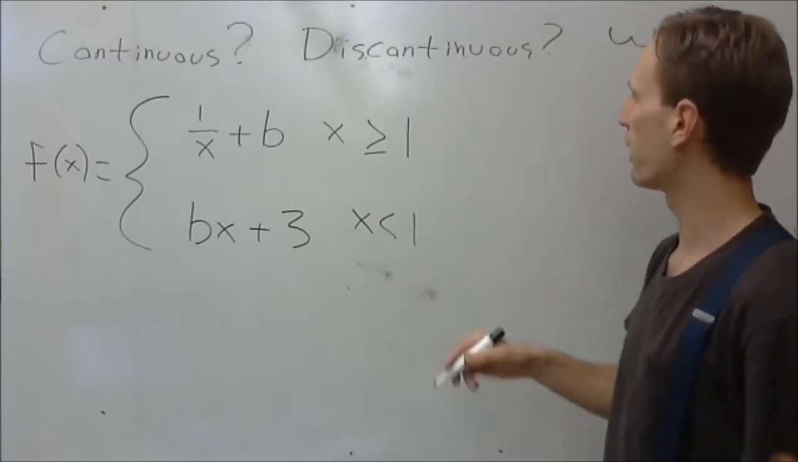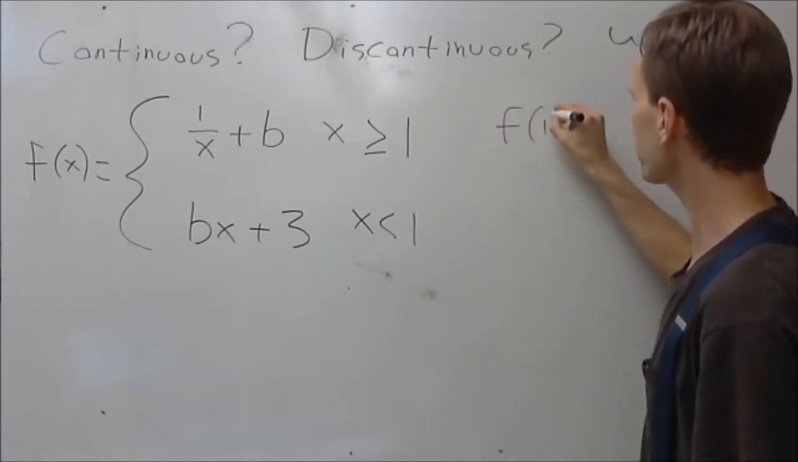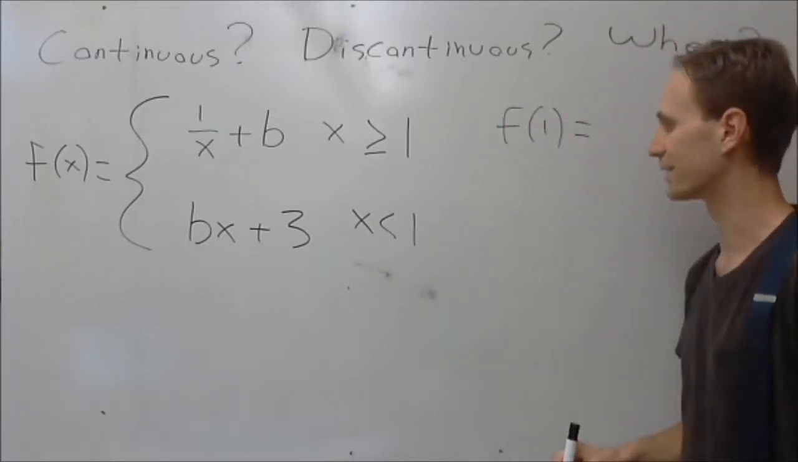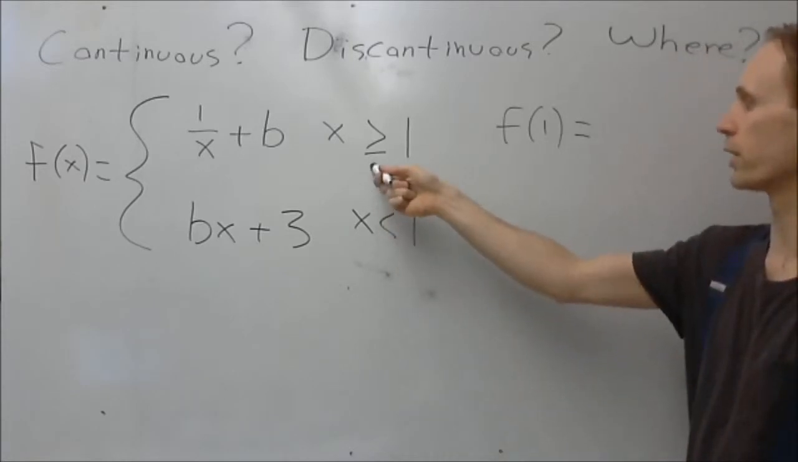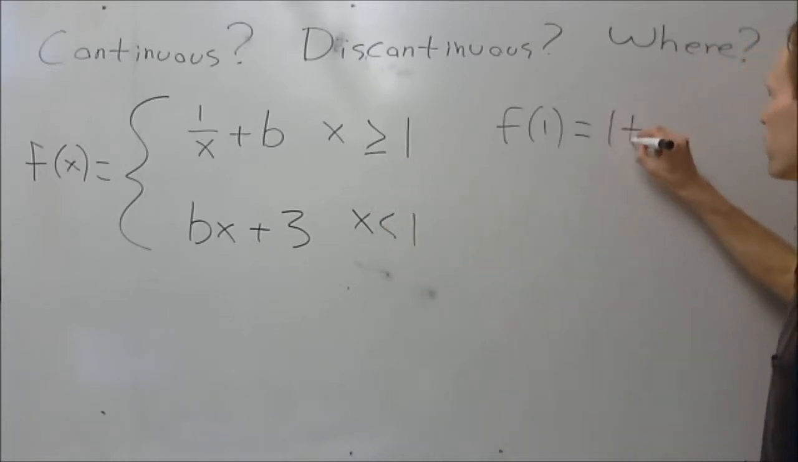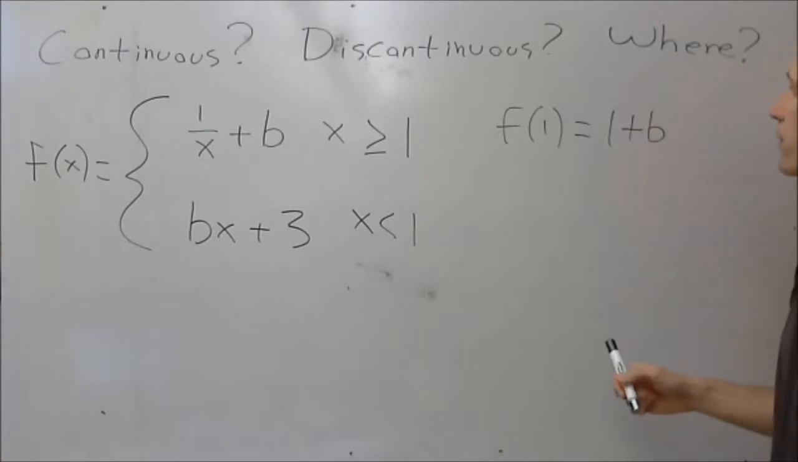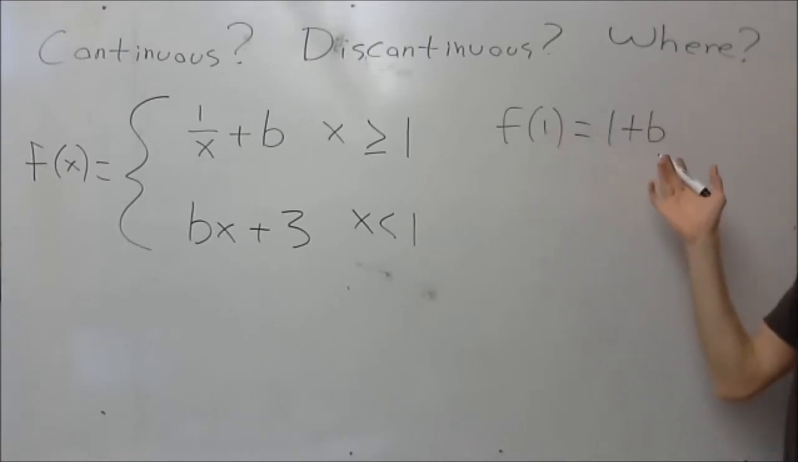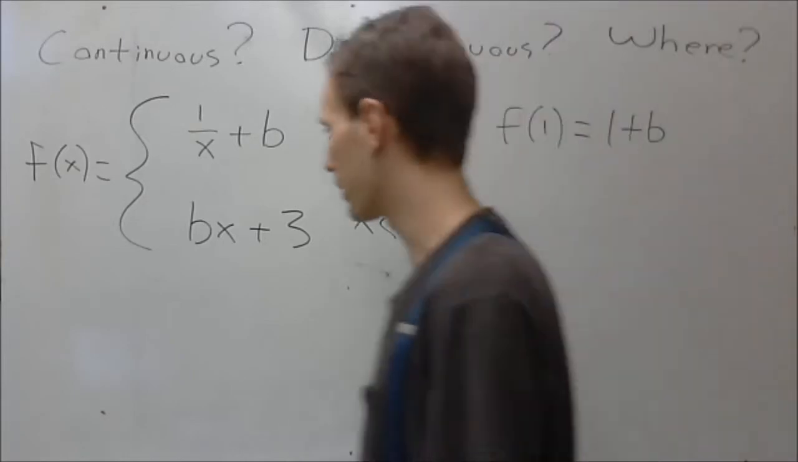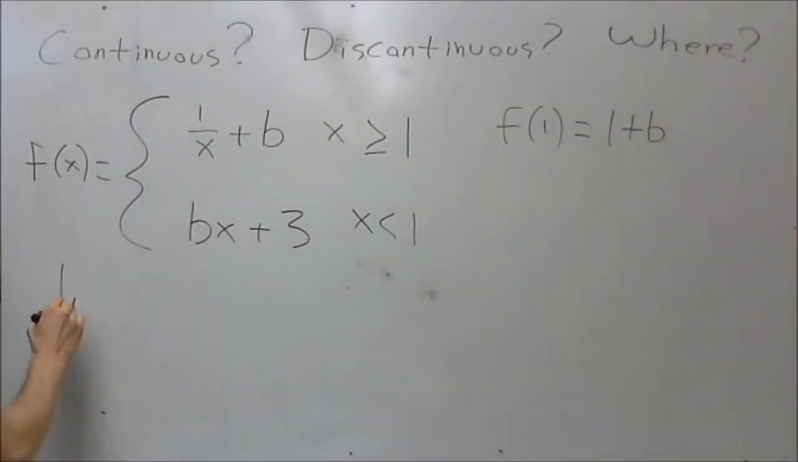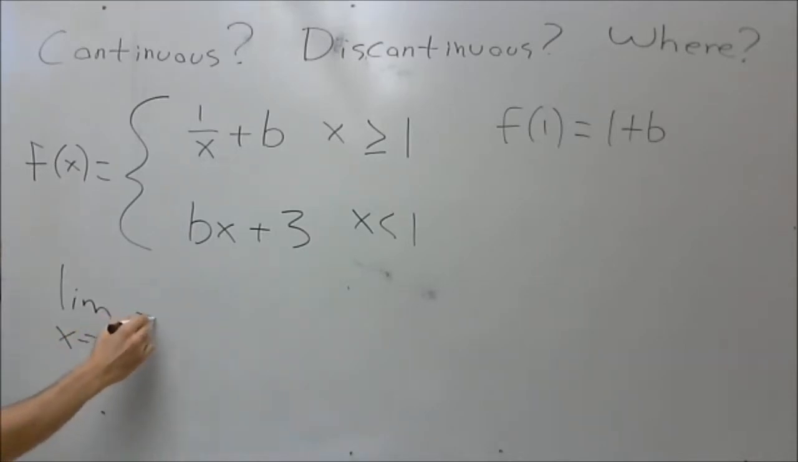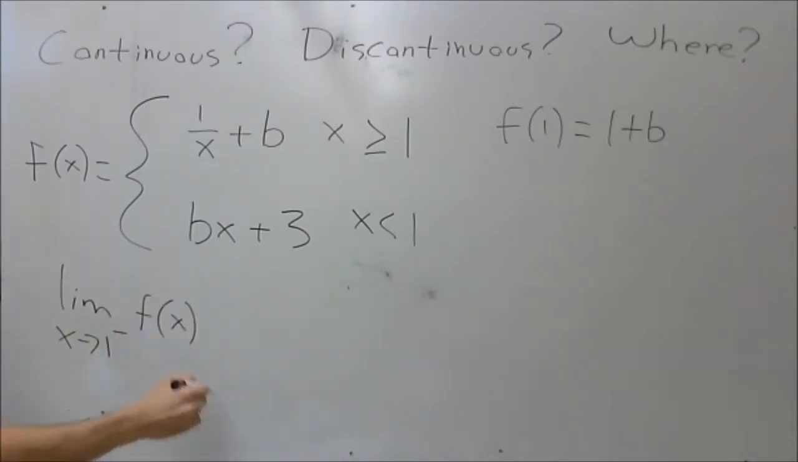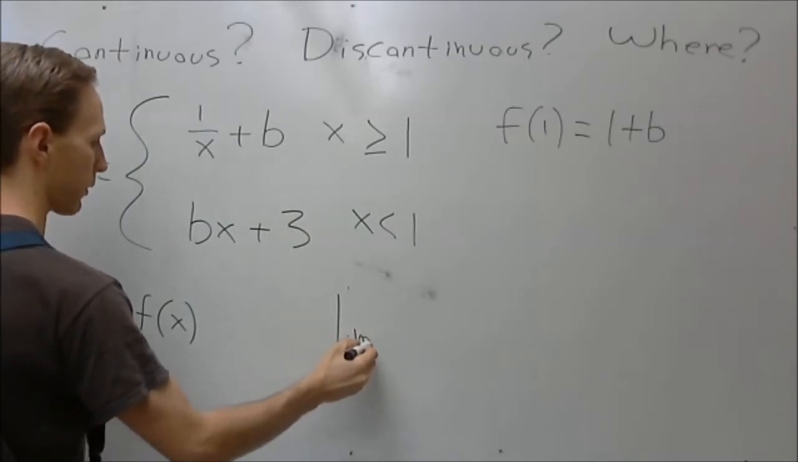So you evaluate f of 1, to make sure that it exists, and it does. You just plug it in here and you get 1 plus b. So whatever b is, f of 1 does exist. It's just going to be 1 plus b. And then, like the last example, you need to compute the limit as x approaches 1 from the left and compare that to the limit as x approaches 1 from the right.